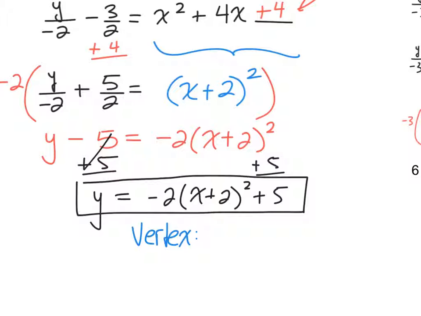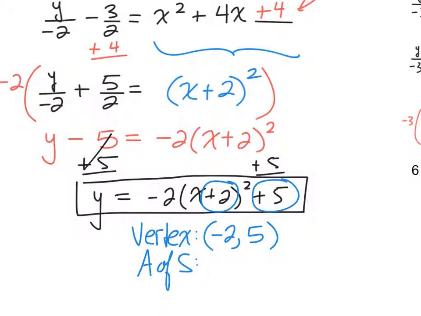My vertex would be what? -2, 5, because we're taking the opposite sign of the thing inside the parentheses. And so my axis of symmetry is x equals -2.